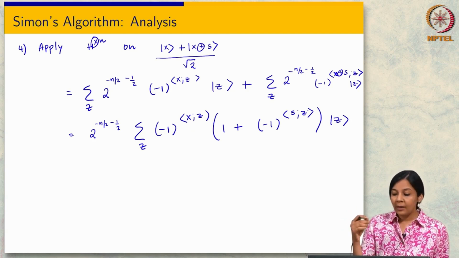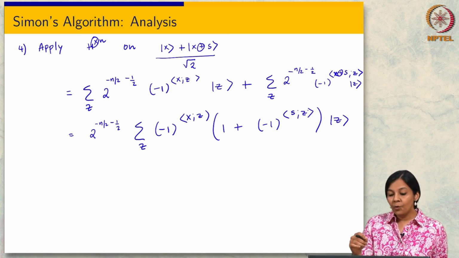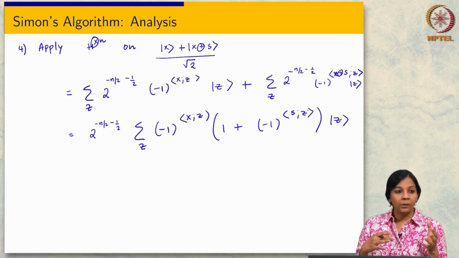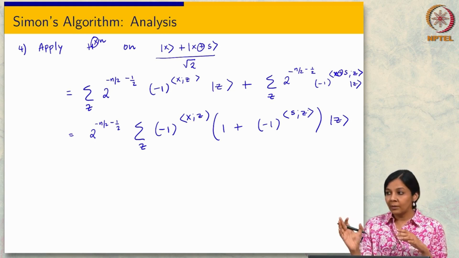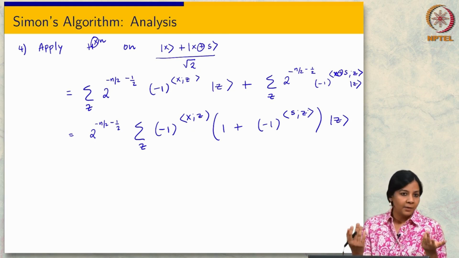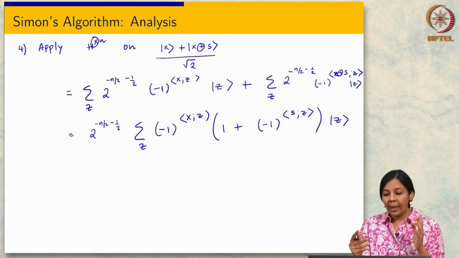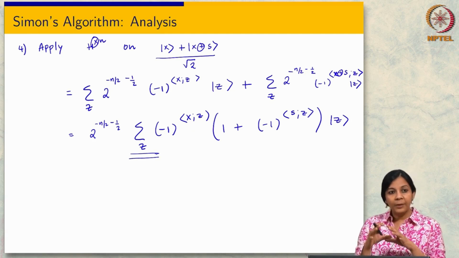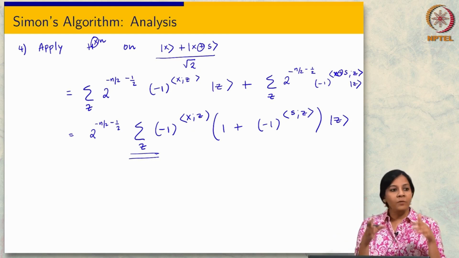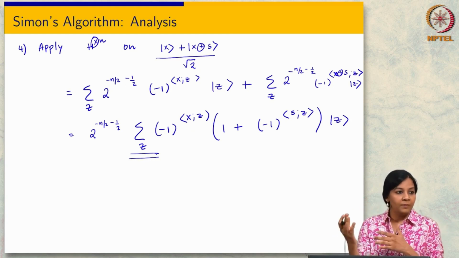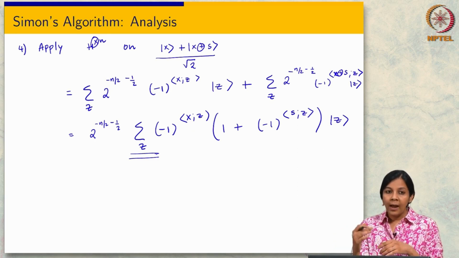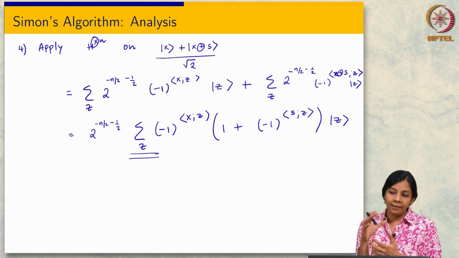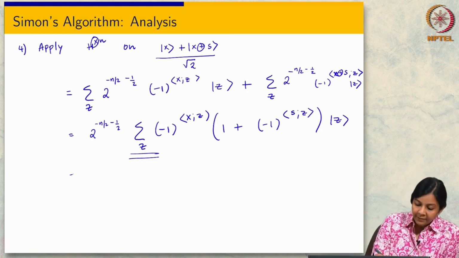Okay. So now the interesting thing that I am going to do is split this sum into z that are orthogonal to s and z that are not orthogonal to s. This is again just a rewriting. I can always take this summation over all z and split it into two partial sums of those z's that are orthogonal to s and those z's that are not orthogonal to s. And what we will see is that those z's that are not orthogonal to s, their coefficient will become 0. So, let us do that.